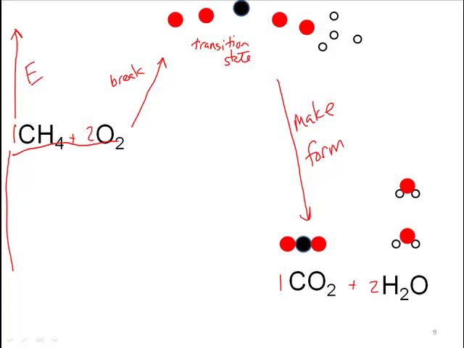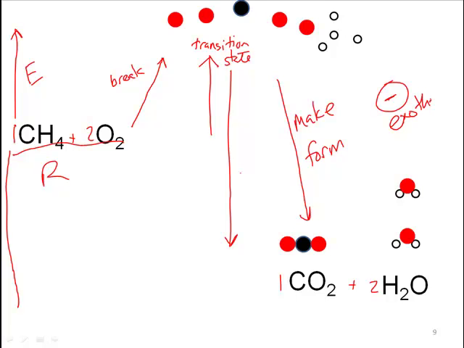Right here you have the reactants. The reactants have a certain amount of energy. You have to add energy in order to get up to the transition state. You have to add energy. Then when you go from the transition state all the way down to the products, it releases energy. The energy that is released, the negative energy that's released, means that this reaction will be exothermic.